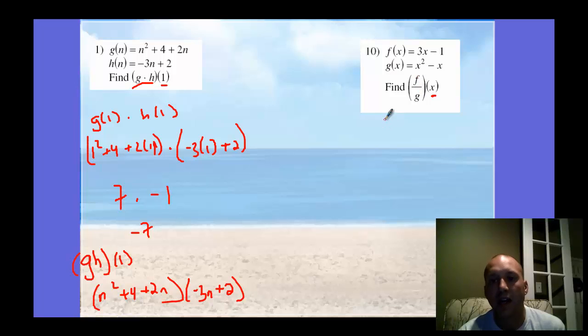And here we're dividing f divided by g of x. We want to do f of x divided by g of x. f of x is 3x minus 1. g of x is x squared minus x. And then we can look to see if we can reduce anything here. And we'll talk more about that in future chapters about reducing. If there's anything you can see right away, then that's fine.